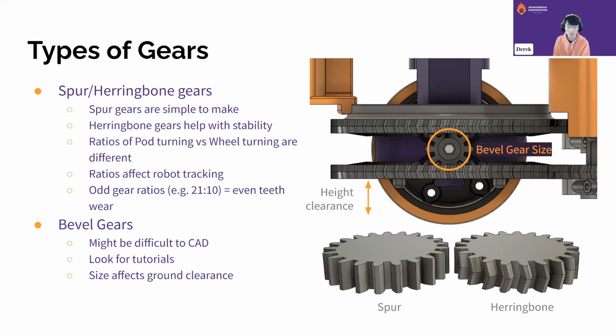So you'll have to keep in mind the gear ratios. And also, it's a good practice to use odd gear ratios, such as 21-to-10. This may sound a bit weird, but this is because as the teeth wear down, you don't want the same teeth to wear each other out over time. You want the teeth to wear down evenly throughout a different set of teeth each time.